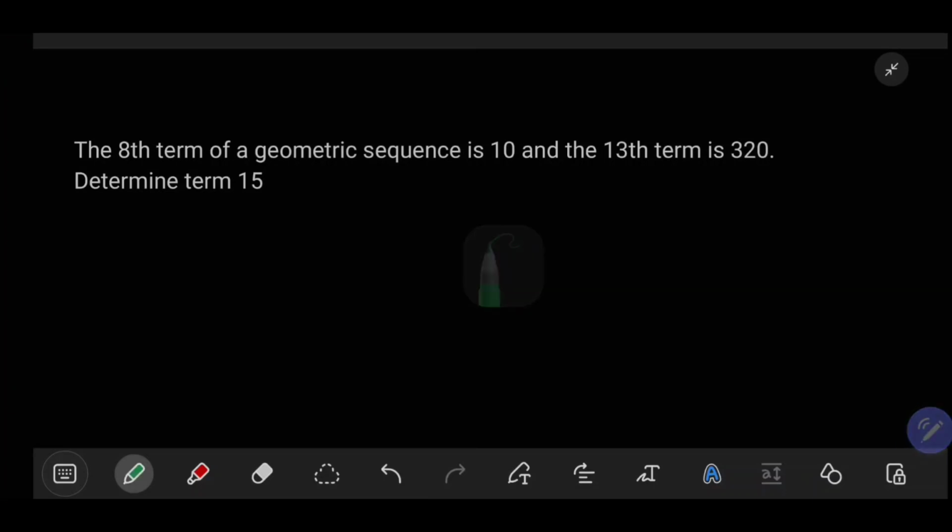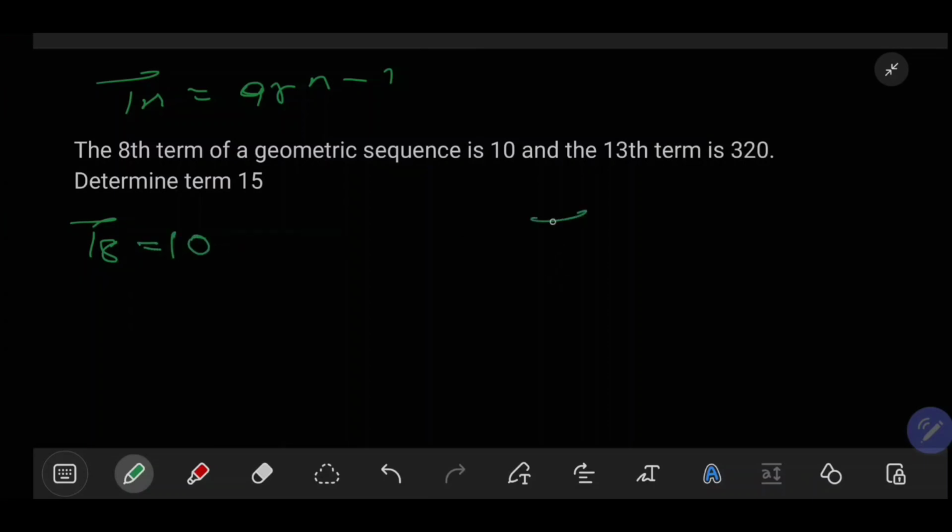So in this case, we are dealing with a geometric sequence and a term from a geometric sequence. Remember, a geometric sequence is given by ar^(n-1). They say term number 8 is equal to 10. Also, term number 13 is equal to 320. So this is a simultaneous question, guys. We can solve this in this way.